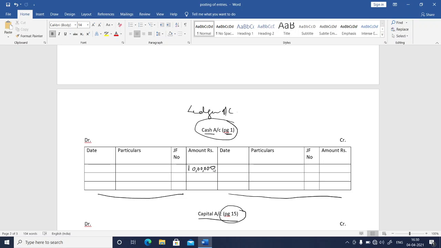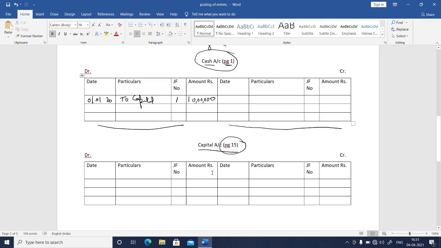And this entry was recorded in page number 1 of the JF, so I've given a cross link here. And the date of the transaction was 1st January 2020. I will write here 'to capital'. So what I'm recording here is that in cash account, the amount is recorded on the debit side and this amount came because of capital. So this is how I posted in the cash account.